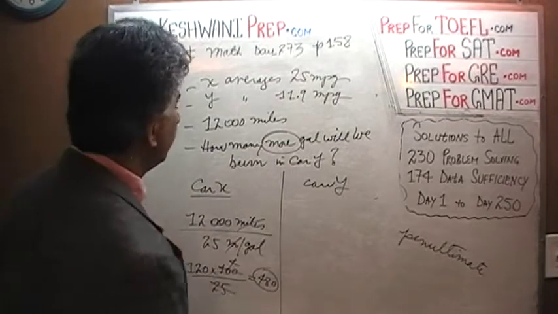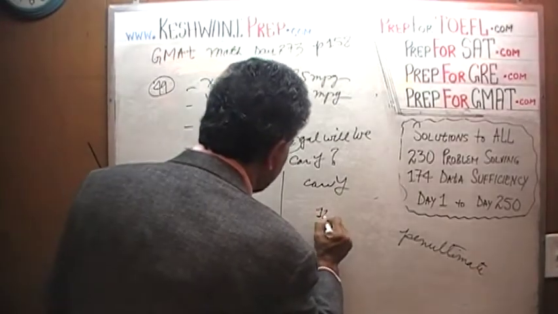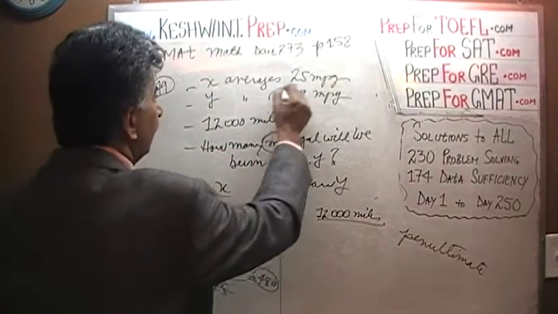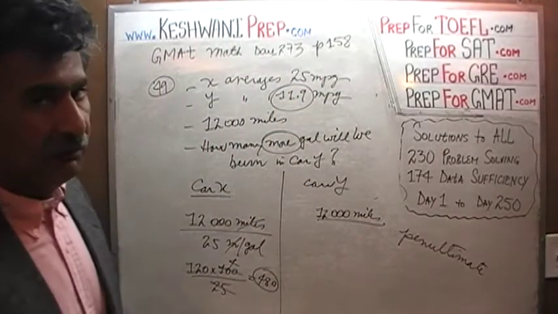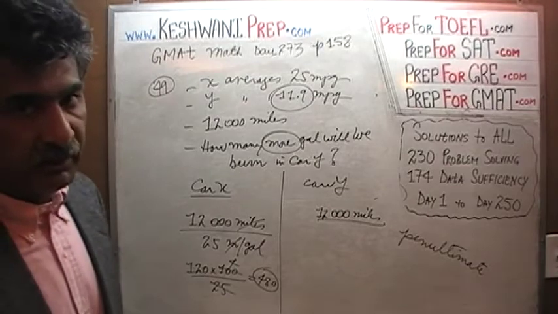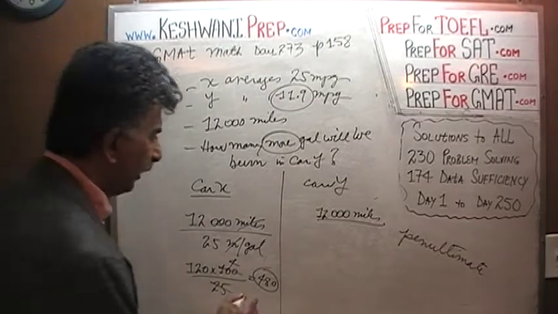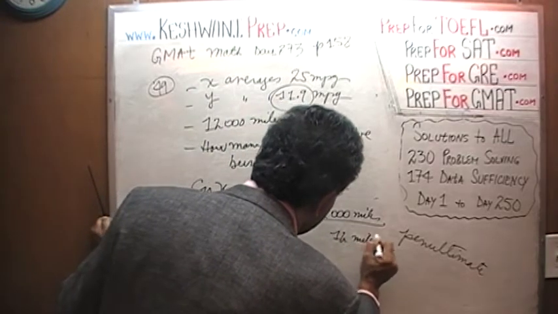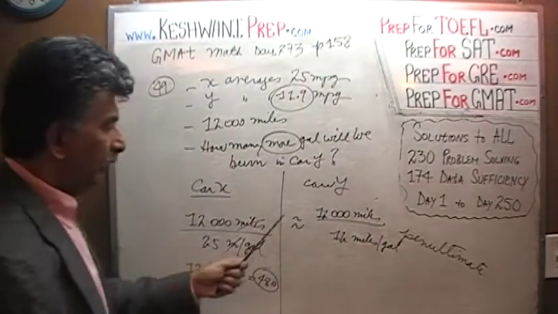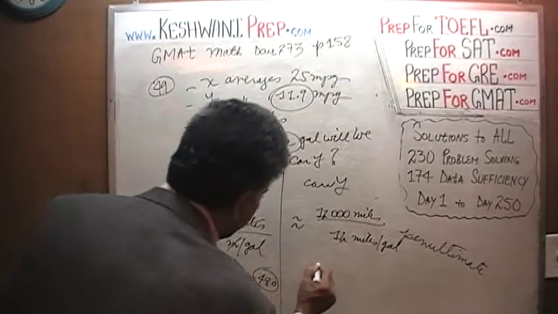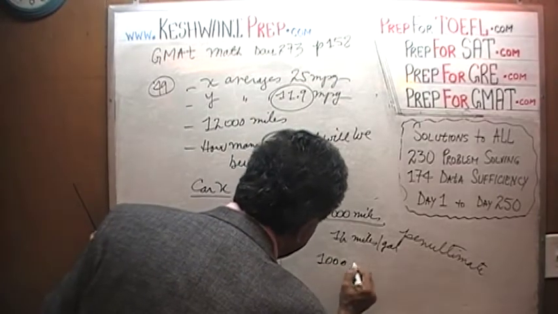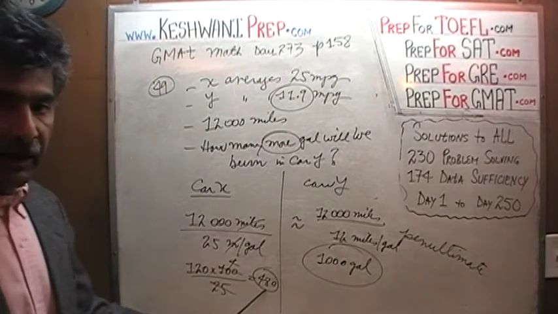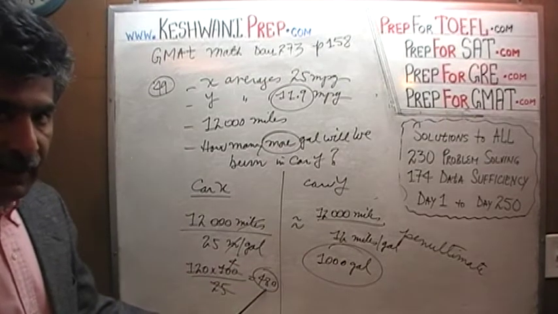Now let's do car Y. Car Y, we are going 12,000 miles, and it gives us 11.9 miles per gallon. We're going to round that to 12 miles per gallon, so this is the approximate answer, which is very simple. 12,000 divided by 12 is 1,000 gallons. Car Y burns 1,000 gallons, car X is going to burn 480 gallons.